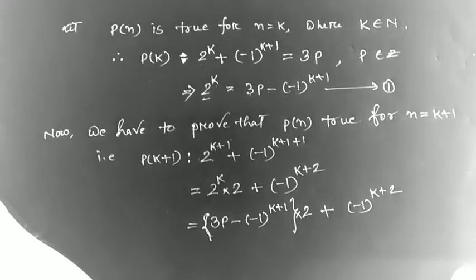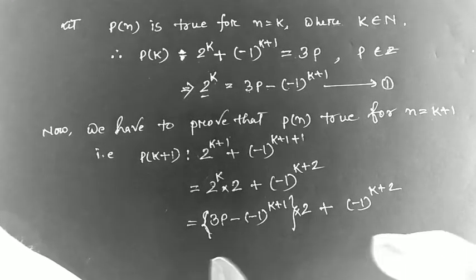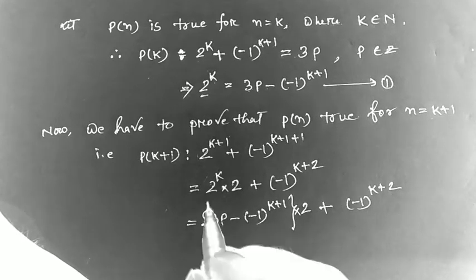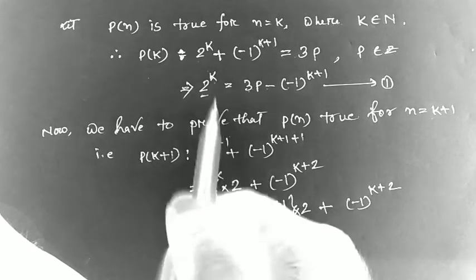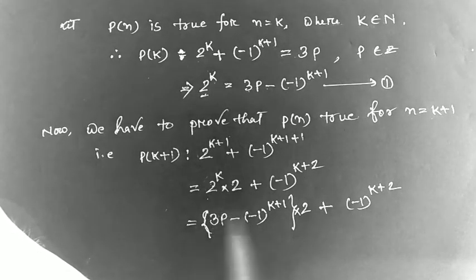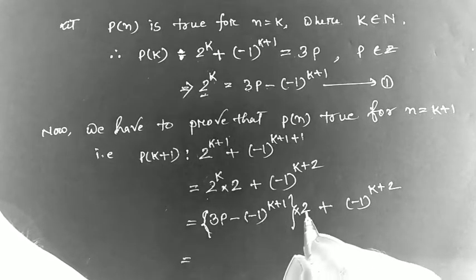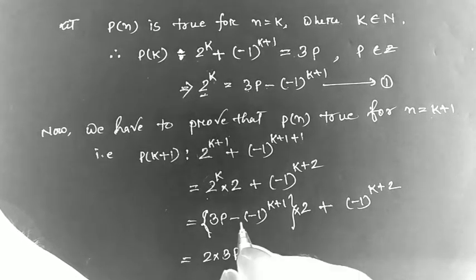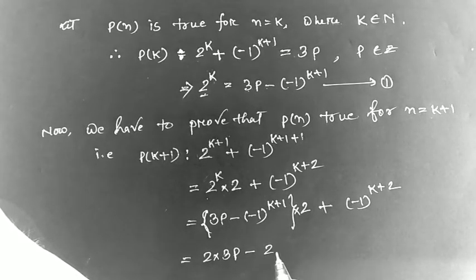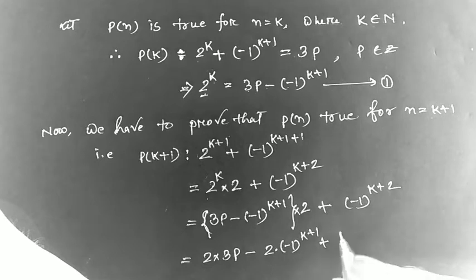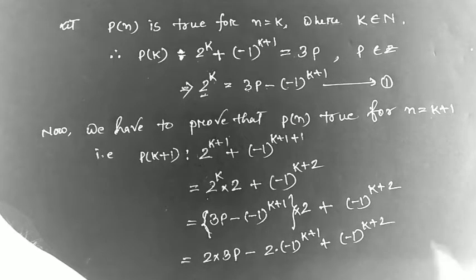So what we are actually going to do is show this thing is equal to 3 into something. 3 into something means divisible by 3. So in this line nothing is done, just the value of 2 to the power k is put in place of 2 to the power k. Now multiply this thing: 2 into 3p, that means 2 into 3p, here minus 2 into minus 1 to the power k plus 1, and this remains the same, minus 1 to the power k plus 2.